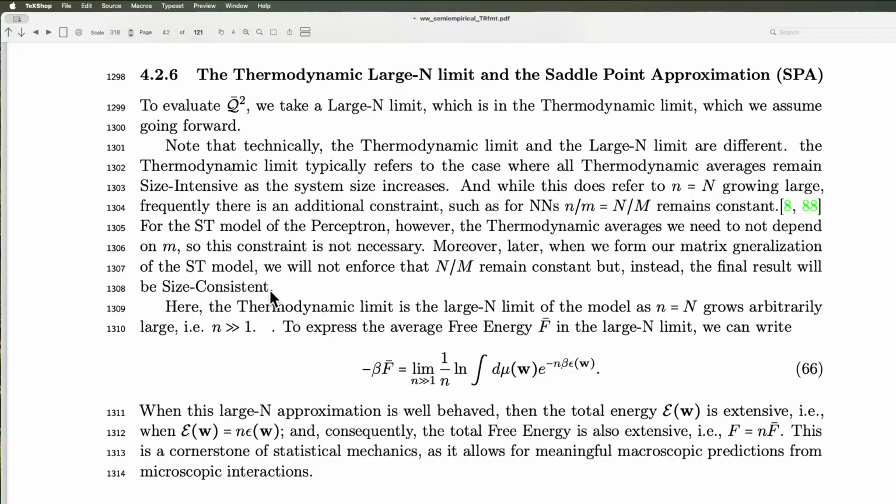So this is a technical thing. If you know anything about statistical mechanics and you read any of these old papers, you might see this. Even in the old papers with Mahoney and me, we talk about this idea of N over M being constant, being different from the VC limit. But in this work, we're doing something a little different.